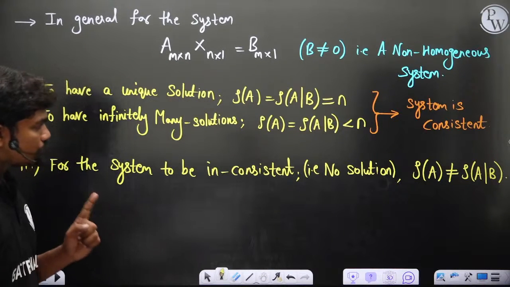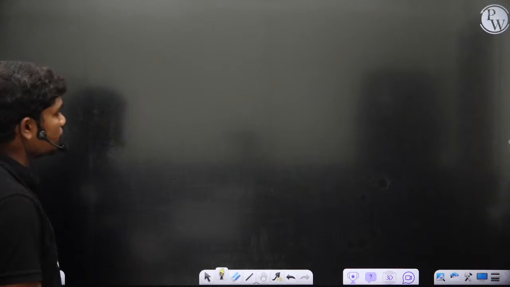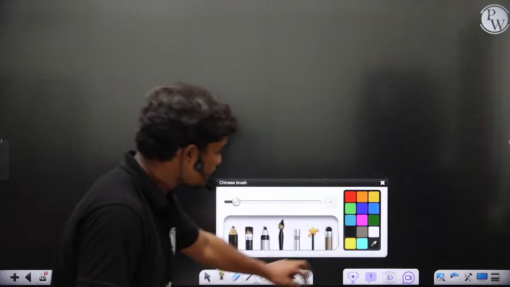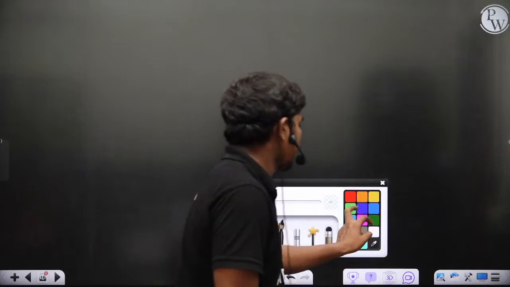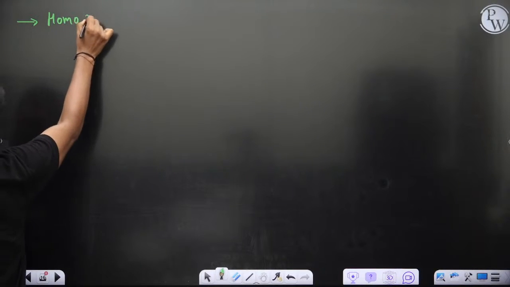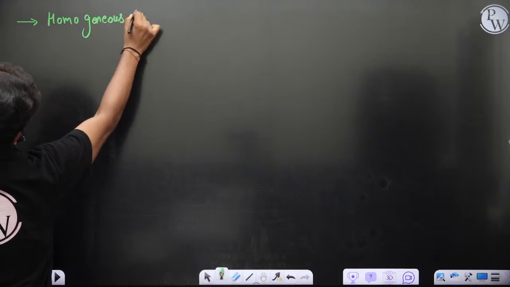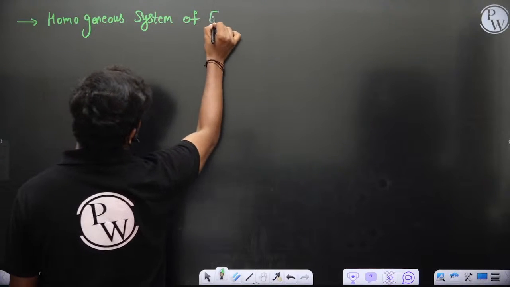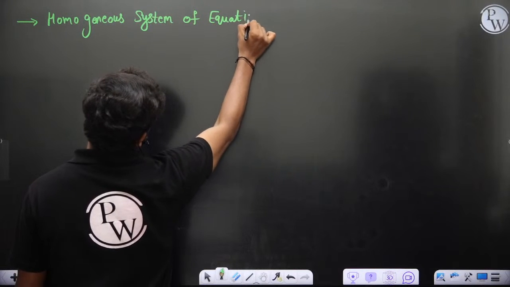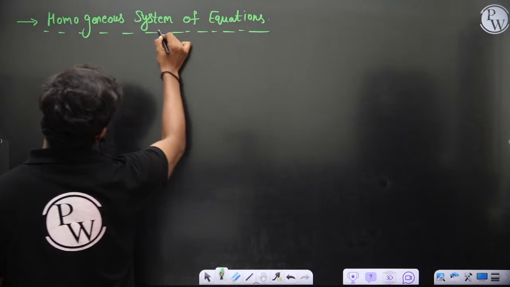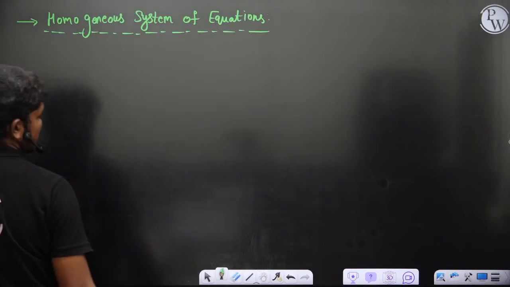So let's see, we have one important thing here: linear combination, linear dependency and linear independence. But before going for that, I would like to tell you one important thing here. Look, homogeneous system of equations.